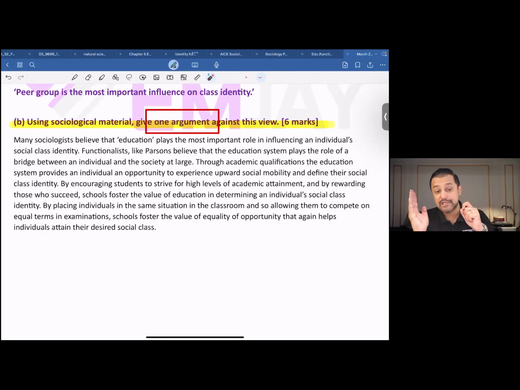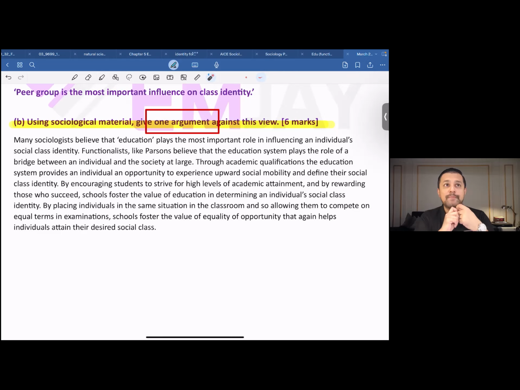Functionalists like Parsons believe that... now functionalists, I'm assuming everyone knows functionalism. Another important thing: when you speak about functionalism, do we need to bring in perspectives? In paper one, no question would demand an excessive amount of information or detail on perspectives, right? You must have come across many marking schemes that very clearly state that even if you're not bringing in sociological perspectives, you can still score full marks, right? This happened in 2021.